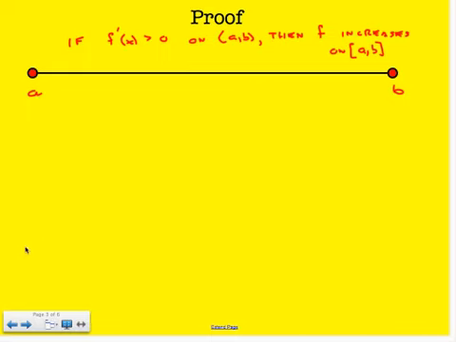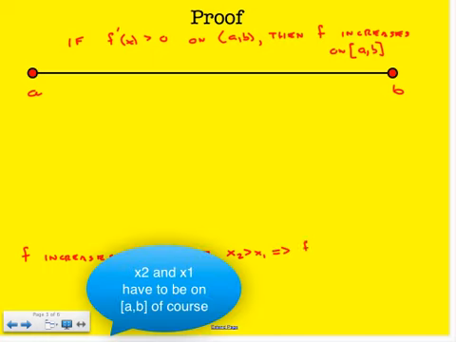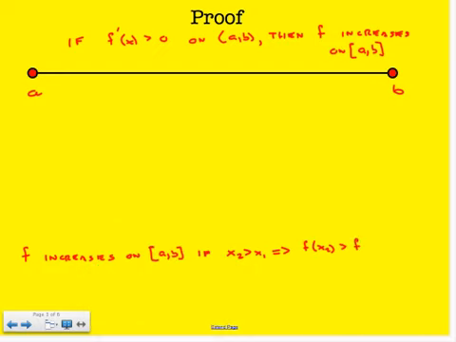Okay, let me write down here what it means to be increasing. Okay, this is a pre-cal definition. Okay, f increases on an interval, and since we're talking about a to b, I might as well continue to use a to b. Okay, if x2 being bigger than x1 implies that f of x2 is bigger than f of x1. That's what it means to increase.